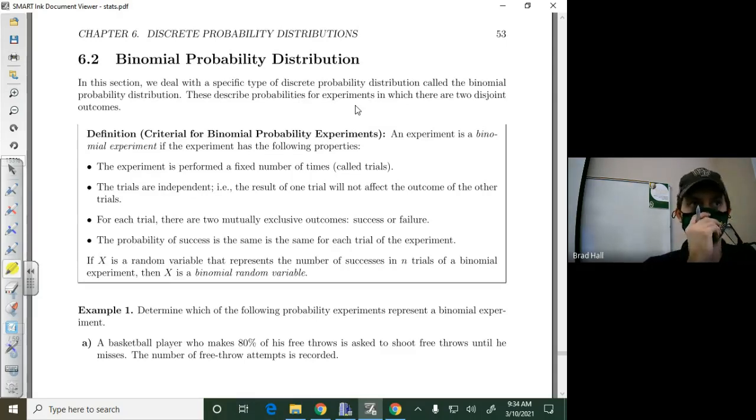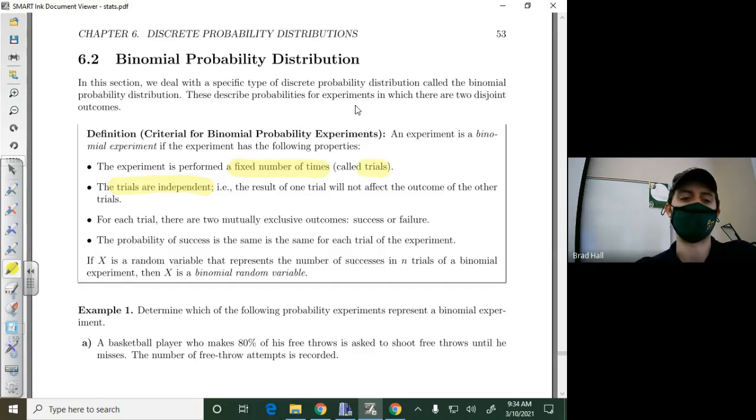The first thing is, before you even start the experiment, you need to know the number of times that you're going to be running the experiment. Each time you run the experiment, that's called a trial. So you need to know ahead of time how many trials you are going to have in your experiment. And the trials are independent, so the result of one trial will not affect the other ones.